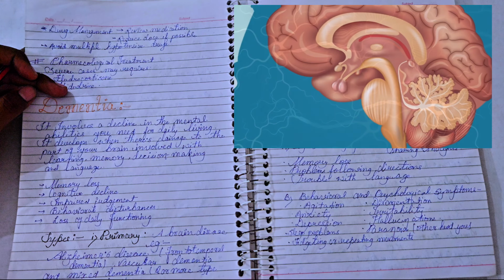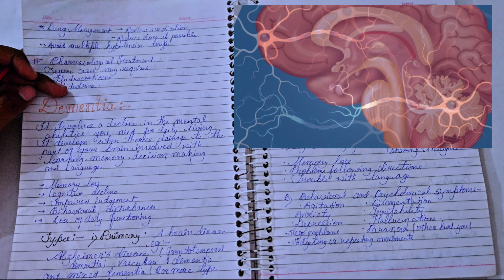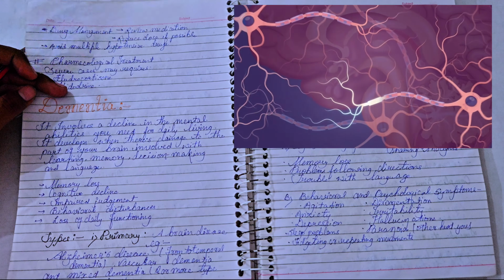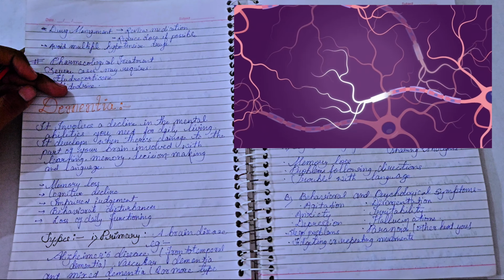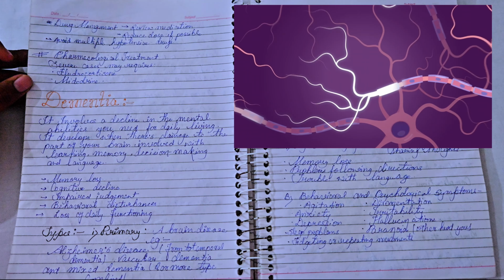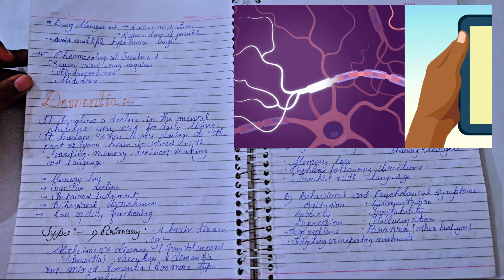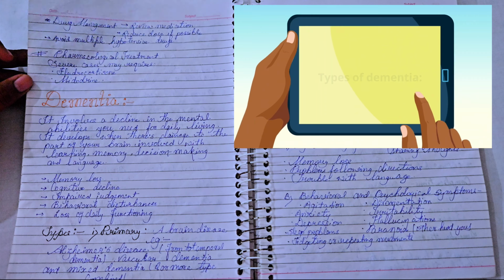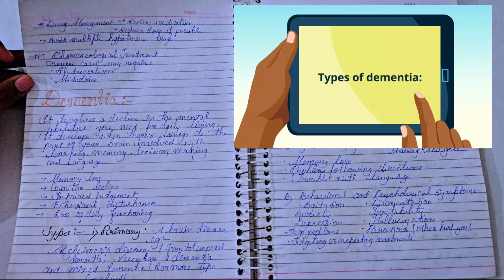So what are the characteristics that occur in dementia? Memory loss, cognitive decline, impaired judgment, behavioral disturbance, and loss of daily functioning. You have to consider this condition in a wider range, mainly in geriatric patients or old age patients.